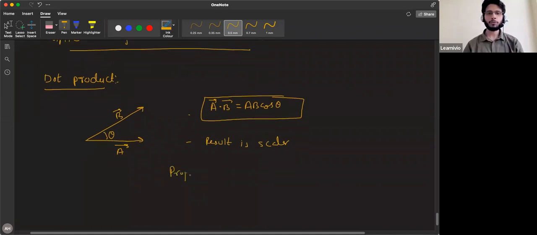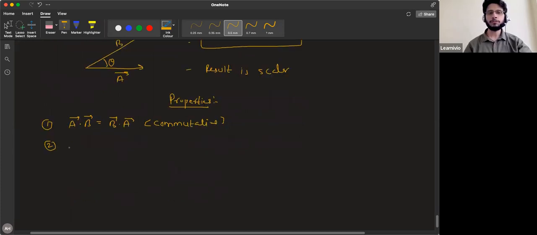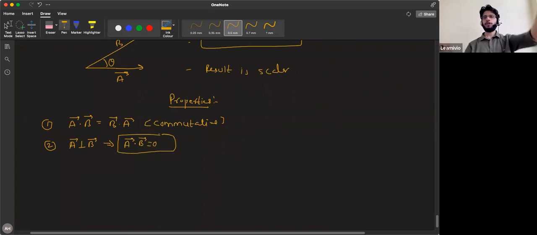Then we have a few properties of dot product that we should know. The first property is if you just change the order, like A dot B or B dot A, it is the same thing. They commute, so dot product is commutative. The second property is if 2 vectors are perpendicular, if A is perpendicular to B, that implies the dot product of A and B will be 0.